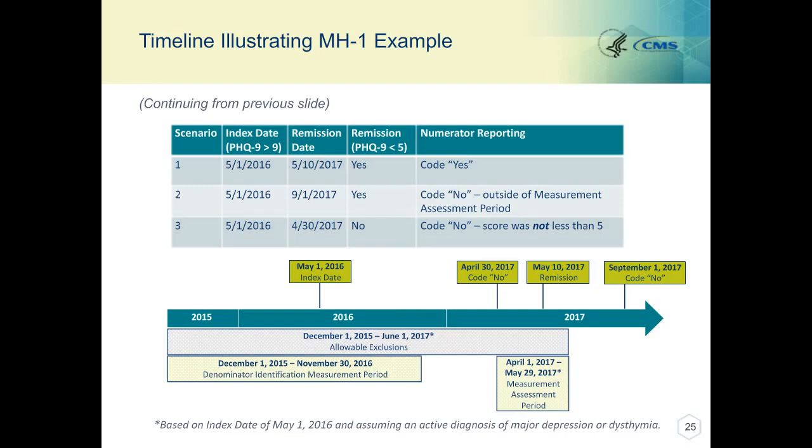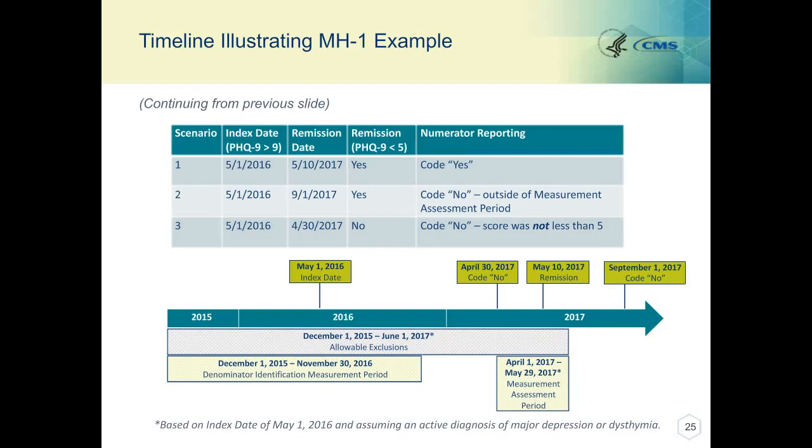The second scenario, same index date, we have a PHQ-9 greater than 9, and of course these are all assuming that we have an active diagnosis of major depression or dysthymia. We have an index date, PHQ-9 greater than 9 on May 1st. We have a remission date with a PHQ-9 less than 5 on 9/1 of 2017. In this case, you would have to code no because the PHQ-9 less than 5 occurred outside the measurement assessment period. In other words, it occurred outside of the 12 months plus or minus 30 days that was established based on the 5/1/2016 index date.